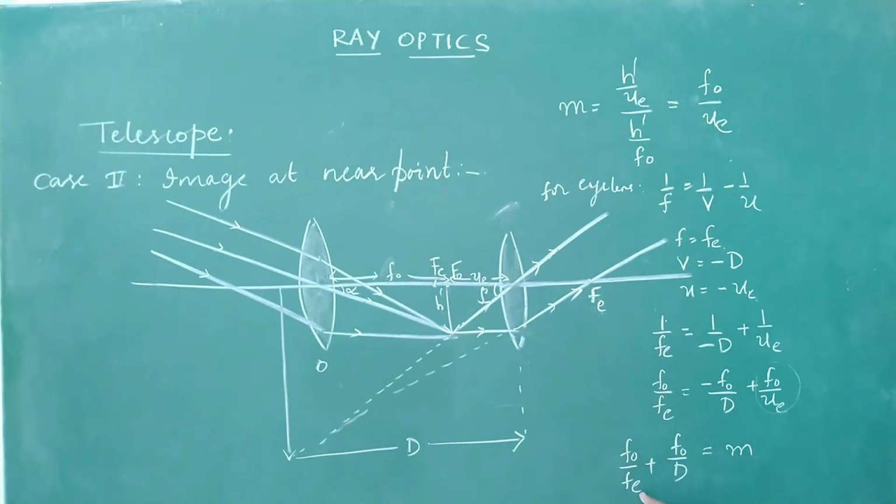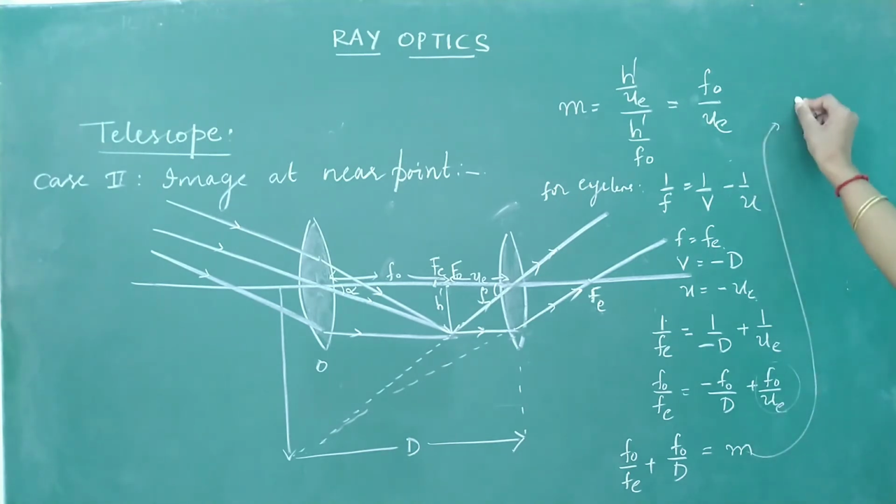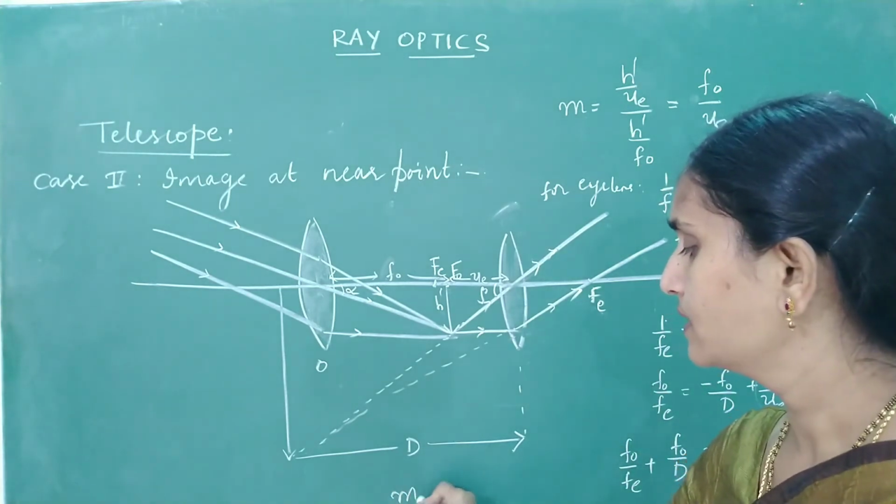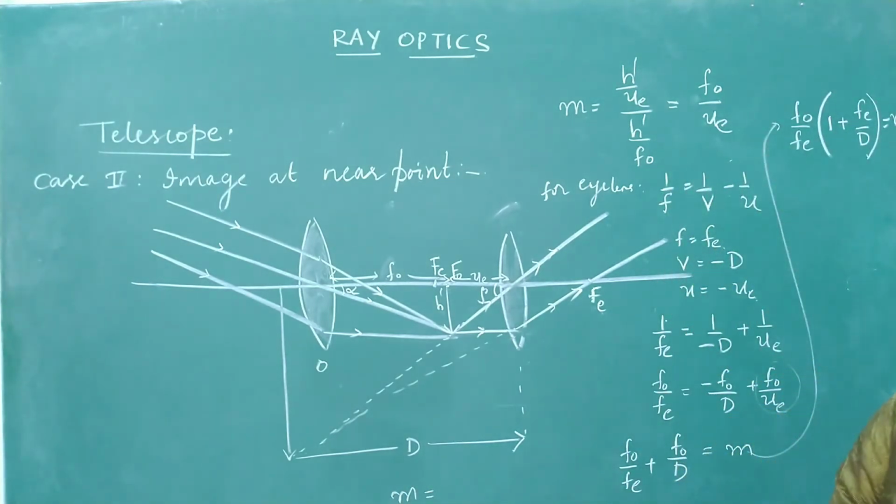Take out F0 by FE common from these two relations. If I take out F0 by FE common, here I am writing F0 divided by FE common. F0 by FE has come out, 1 plus, F0 has come out, there is no Fe here. You will get it as Fe divided by D, and this is equal to magnification. So what is your formula for magnification in case of near point, image formed at near point?